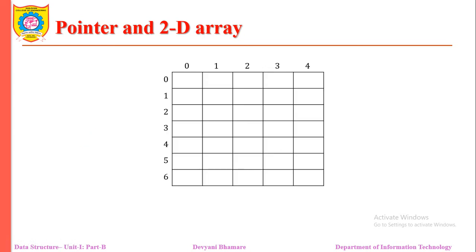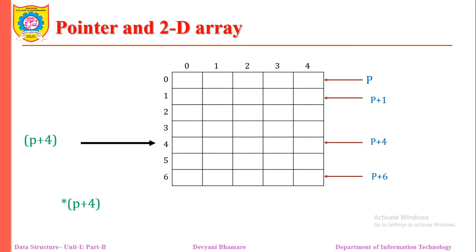Let me see with the help of an example. When we say p, what does it mean? It points to the first row of our two-dimensional array. When I say p plus 1, it points to the second row. p plus 4 points to the fourth row. p plus 6 points to the sixth row. So p plus 4 holds the starting address of row 4. When we say the value at p plus 4, we are getting the address of the first element of the fourth row. So we are getting this first element.